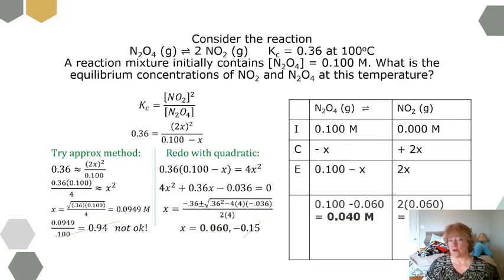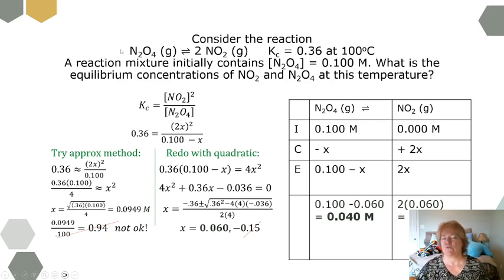This one's a little bit more tough. If I consider this reaction of N2O4 makes two NO2s, and I know its K value, it's given to me at a particular temperature, and I'm told its initial concentration, N2O4 is initially 0.1 molar, I can calculate this one. Again, I set up an ICE table. Here's my reactant. Here's my product. Initially, I have 0.1 molar of the reactant. I have 0 of the product.